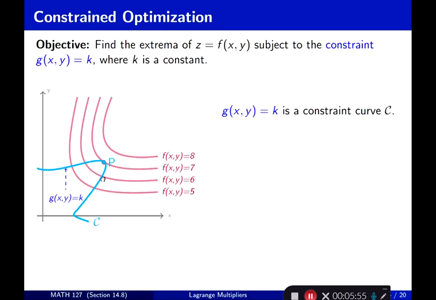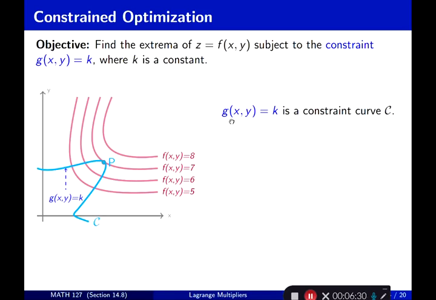Just looking at this g, at what point on g does f achieve the maximum? At the point where g of x and y equals k is tangent to the highest level curve that it touches. And so that's the point. And so this is another way of looking at it.